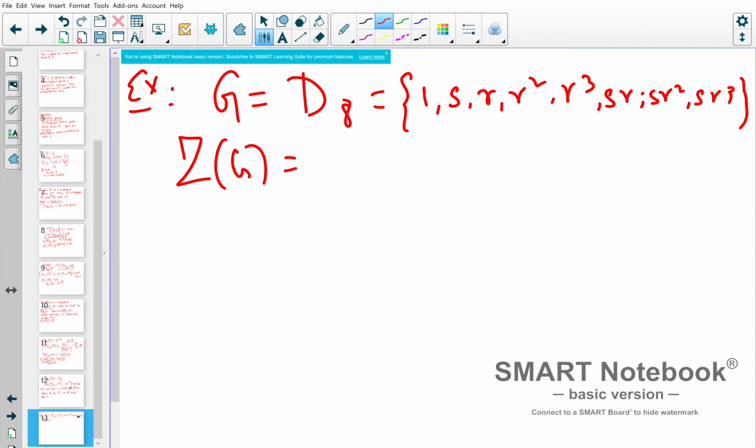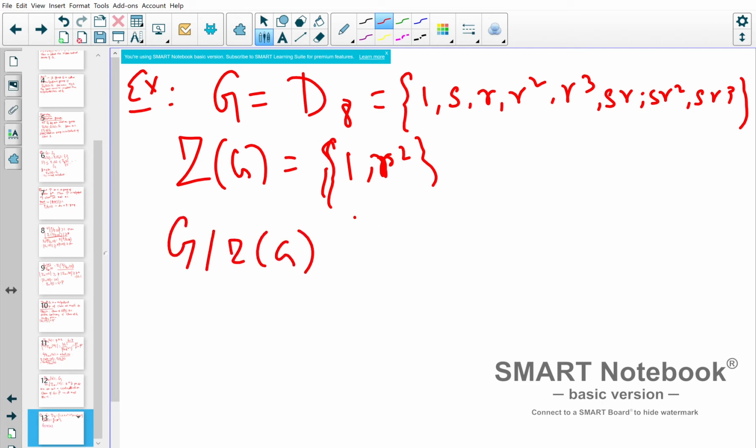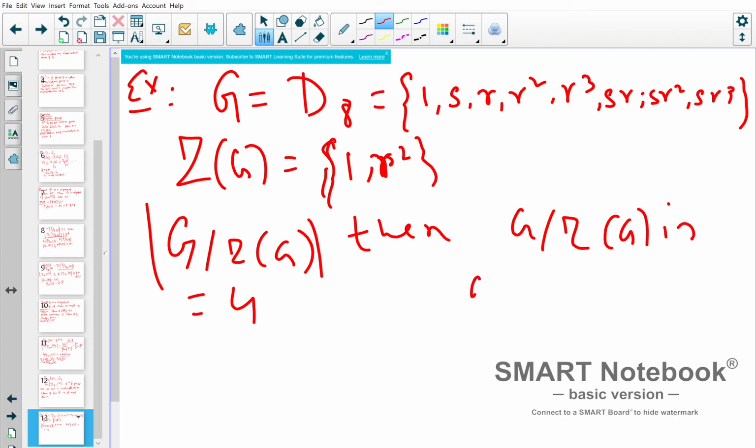And then you know the relation between S and R, right? So in this case, if this is the dihedral group, then you can easily show that the center is of the form 1 and R square. Clear. And if you go modulo center, G mod the center, then this has order 4. So G mod Z(G) is abelian, right? That means G mod Z is already nilpotent. We already proved it. Abelian groups are nilpotent, right?